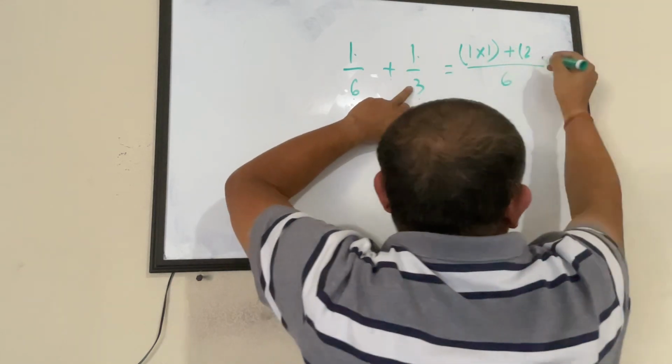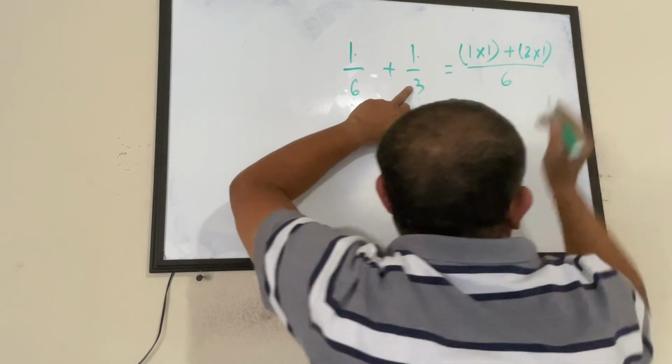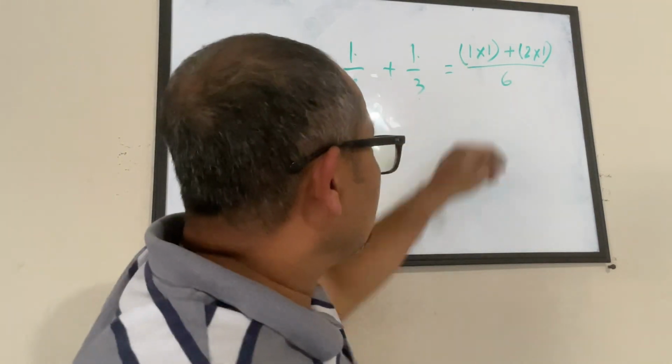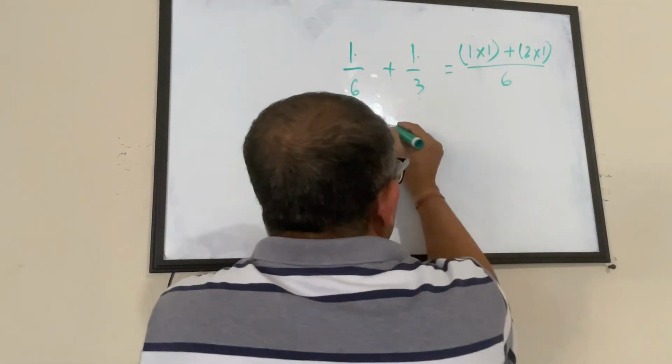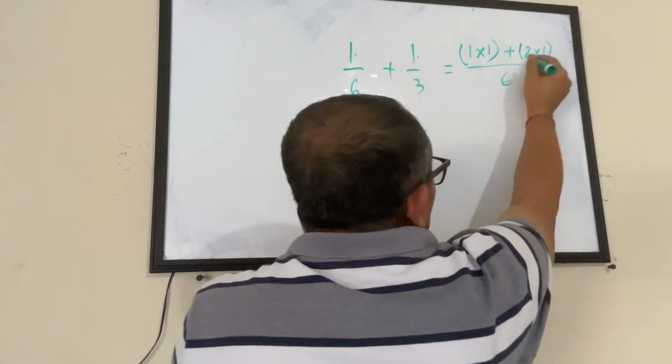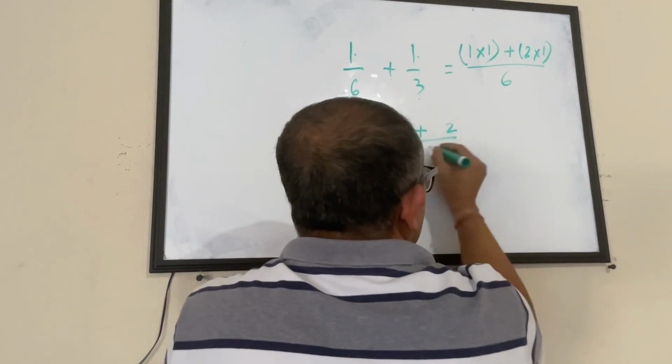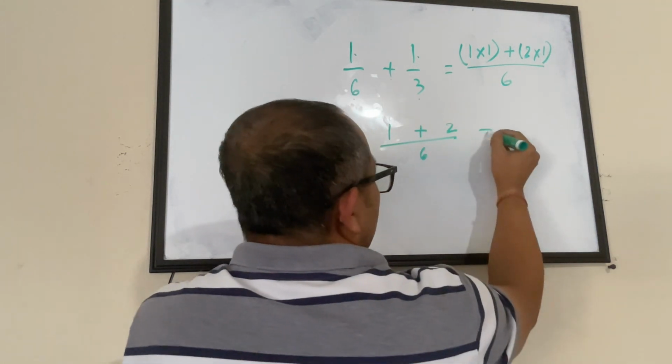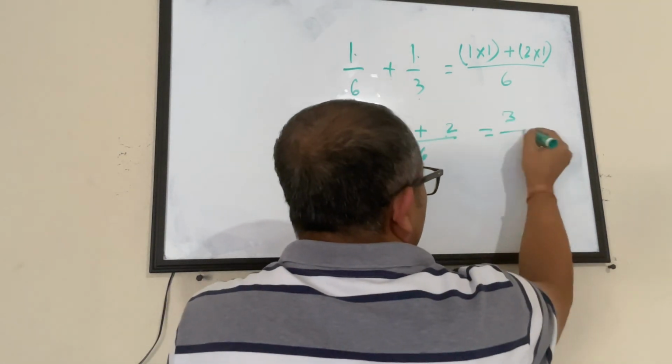And then what is there in the numerator? 1. Put the bracket. Now you look at this. 1 times 1 is 1 plus 2 times 1 is 2, divided by 6. What did it become? 1 plus 2 is 3, divided by 6.